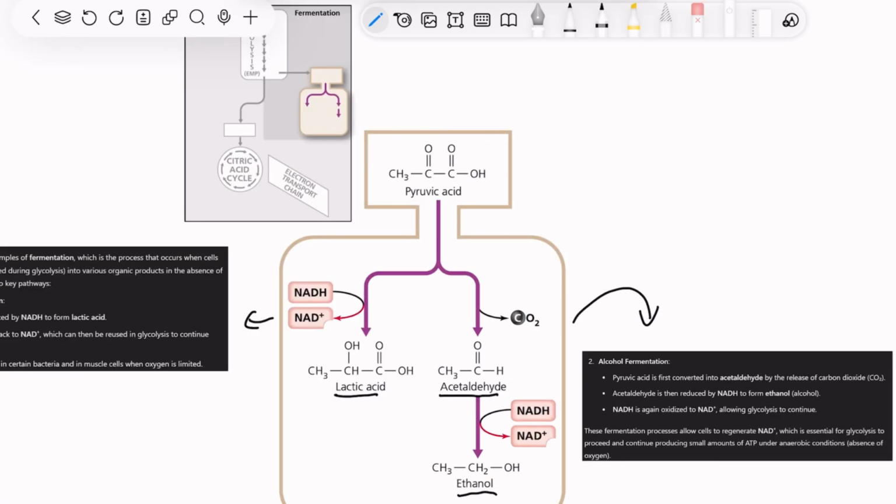So then we go into alcohol fermentation. So the pyruvic acid is first converted into acetaldehyde right here by the release of carbon dioxide. Acetaldehyde is then reduced by NADH to form ethanol. NADH is again oxidized to NAD+, allowing glycolysis to continue. So fermentation allows cells to regenerate NAD+, which is essential for glycolysis to proceed and continue producing small amounts of ATP under anaerobic conditions, which is the absence of oxygen.